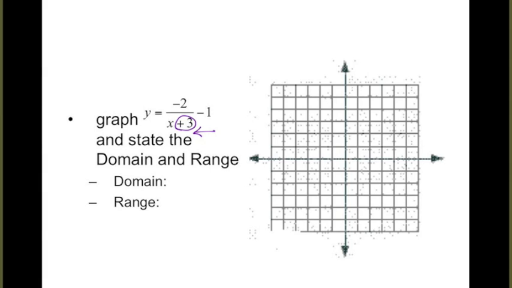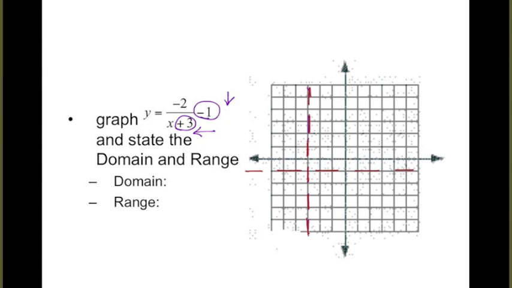So what I'm going to do in my graph is go 3 spaces to the left, and I'm going to draw in an asymptote. It's a little hard to see. Grab a different color. And a number subtracted outside moves the whole function down, so I'm going to go down 1, and I'm going to make these for our 2 branches.